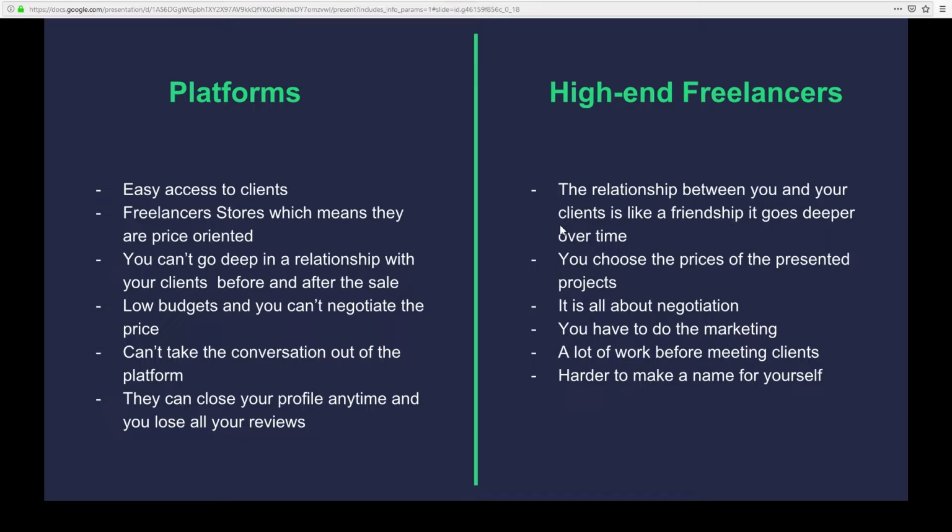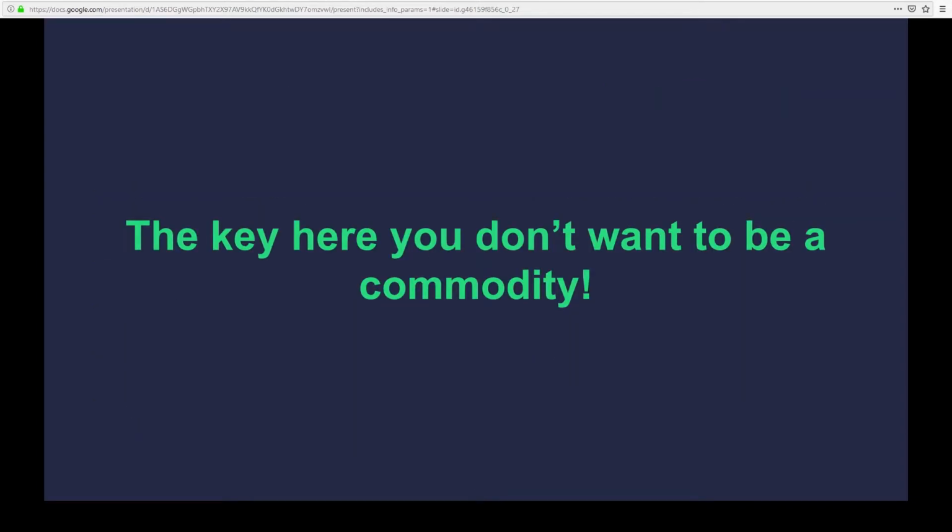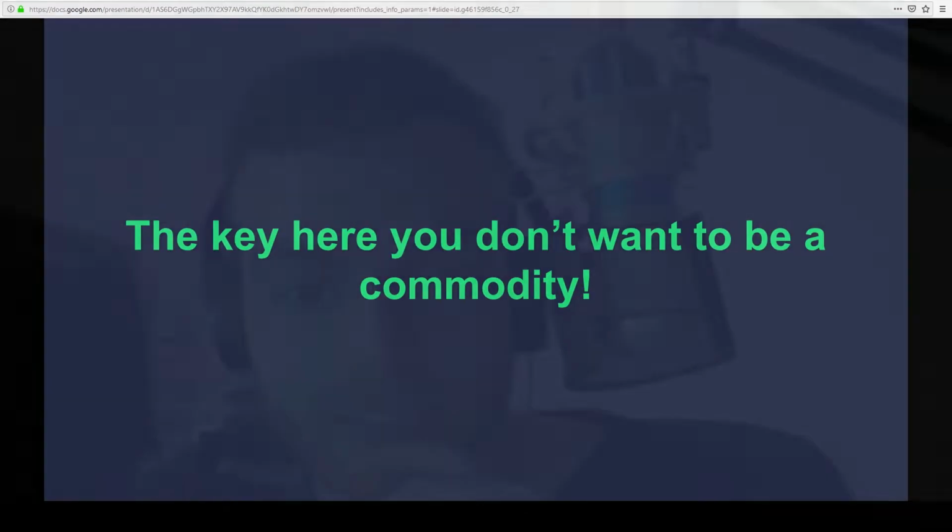But the bad side about it is you have to do a lot of marketing and a lot of work before even meeting the client or talking to them. And the hardest part of it all is advertising your name and being known in the field you are working in. So the key here is you don't want to be a commodity, and we want you to be more of a good freelancer who basically knows what he's talking about.